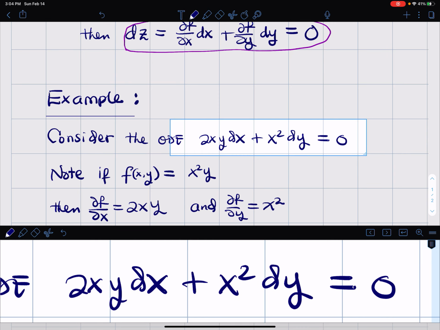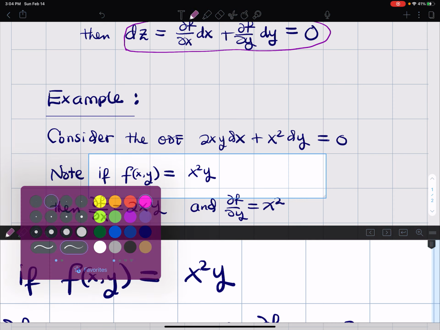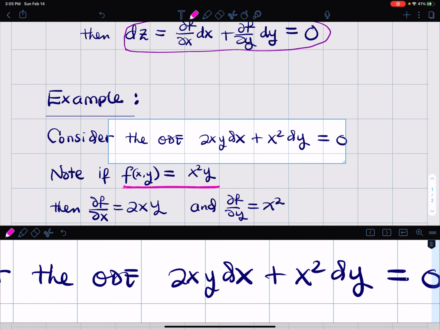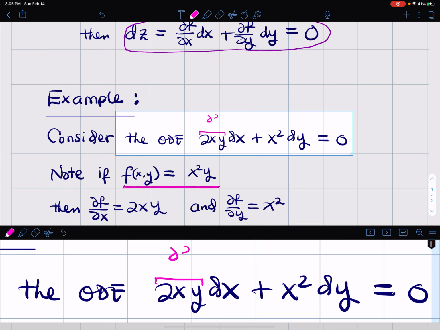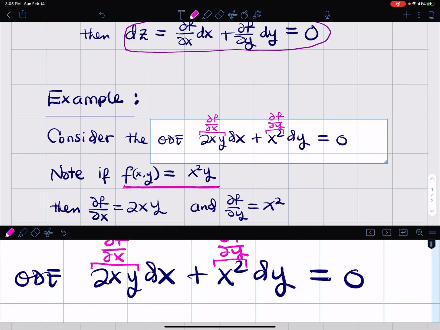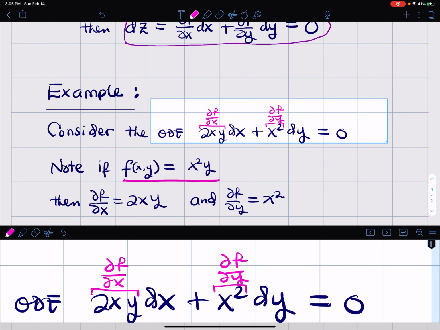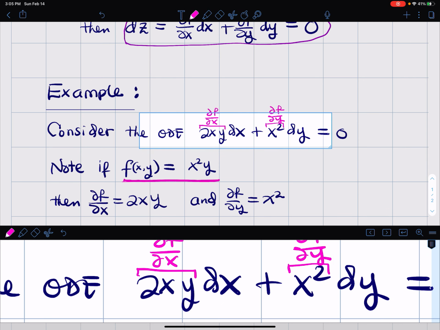Okay? So what do we see? We see that if this is our function f of x, y that I just made up, I didn't make it up, I got it from looking very closely at a differential equation, it turns out that this is actually df/dx, and this here is actually df/dy. So what do we have? We have df/dx dx plus df/dy dy is equal to zero. So what is this telling us? This is telling us that our differential equation is actually a differential of a particular function f.